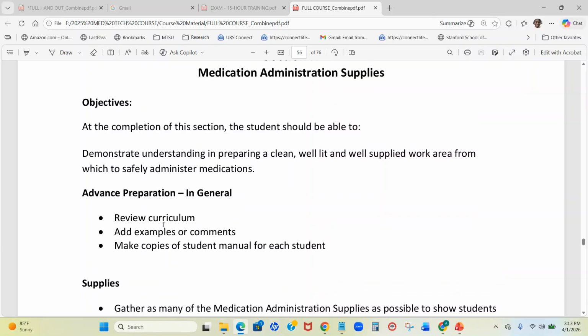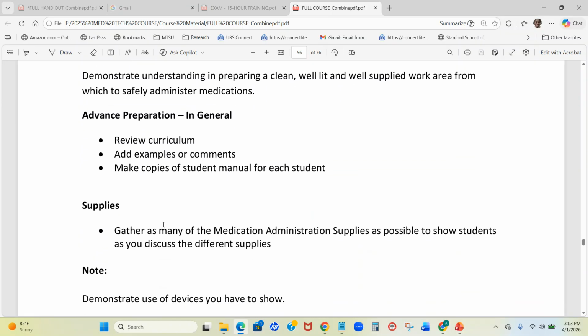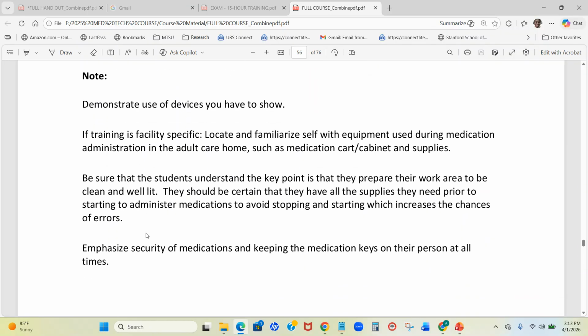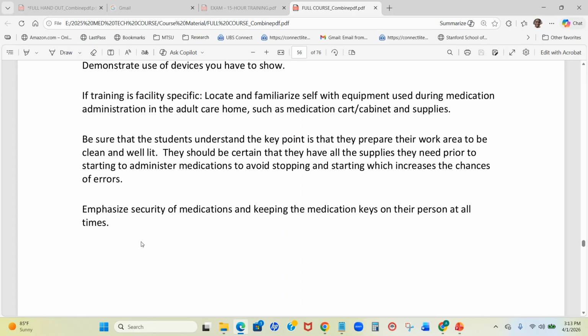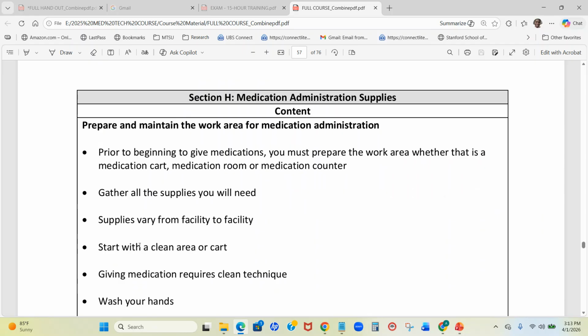So, looking at the medication administration supplies. When we meet in the lab, you will see all the things that you will see inside the facilities. We have the pretend medications, but you will see more of the actual stuff that you come across. Your medication cart, you see it in the training video that I'm going to show you, or you've already watched. Make sure you understand what each and every one of these supplies is used for.